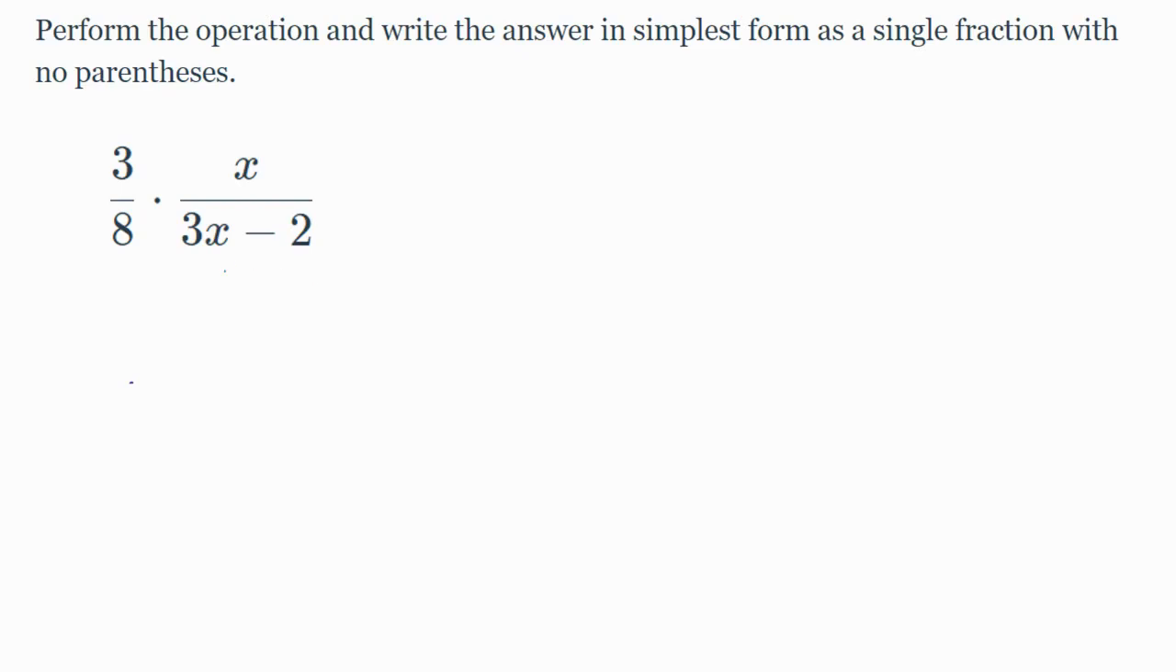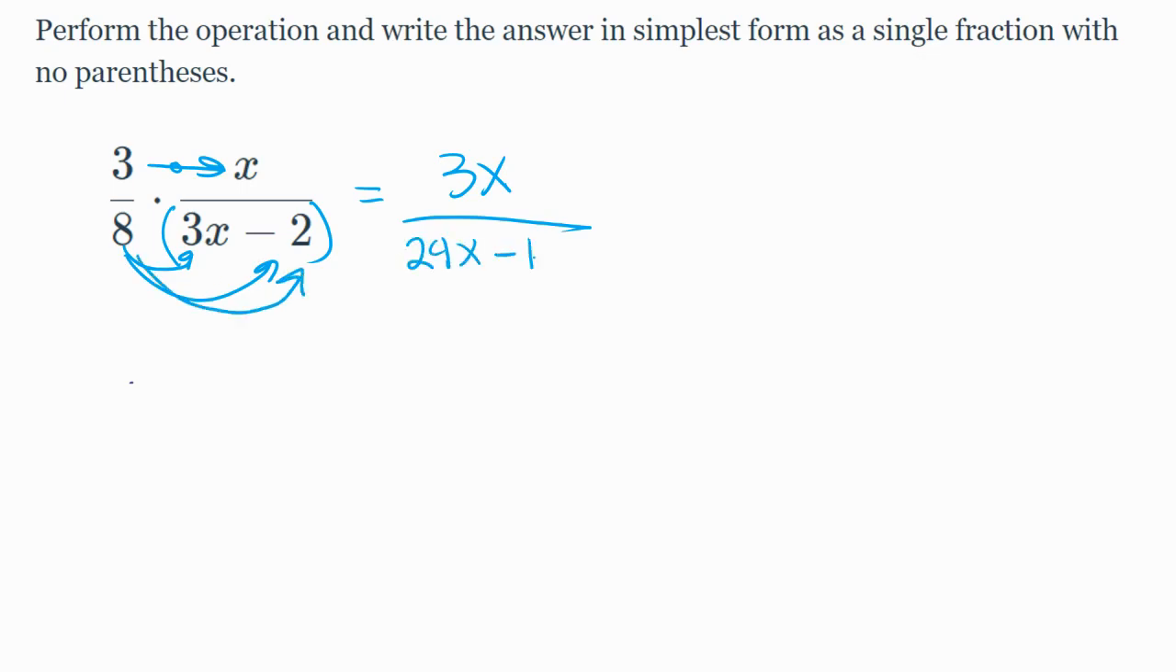So in this problem, we have a fraction times a rational expression, and the 3/8 just gets multiplied straight across to this x over 3x minus 2. So there's going to be 3x on top. You just 3 times the x over. I need to distribute that 8 into the parentheses there. So we get 8 times 3 to get 24x, and then 8 times -2 to get -16.